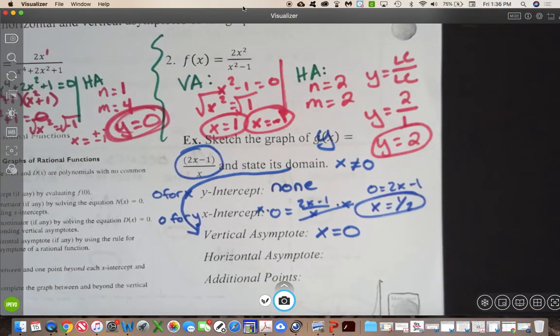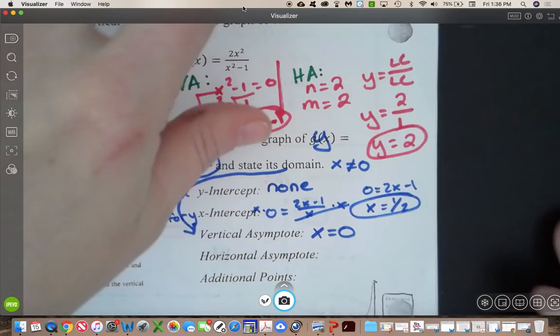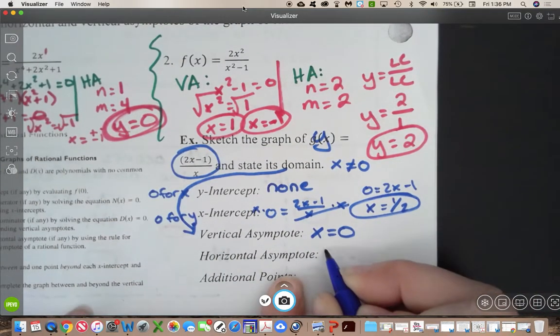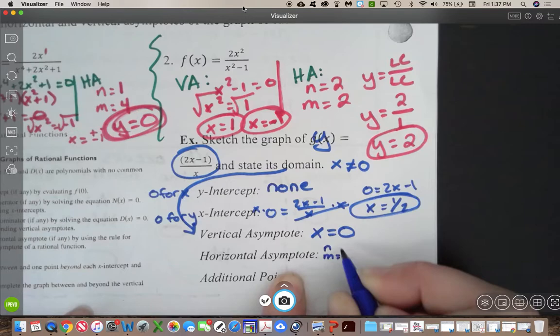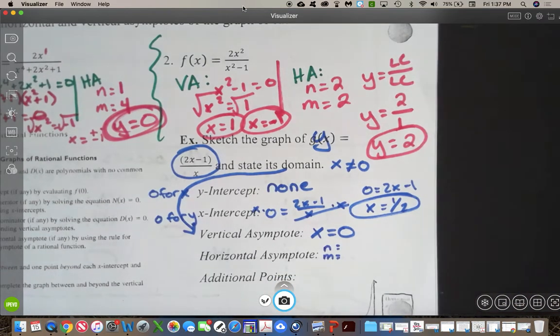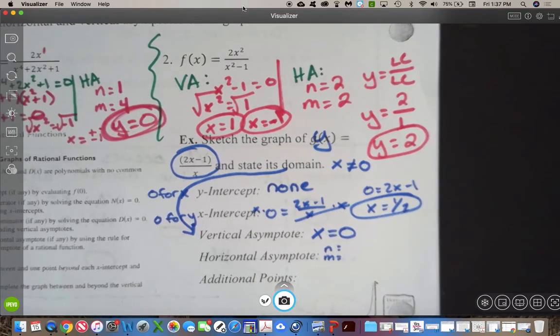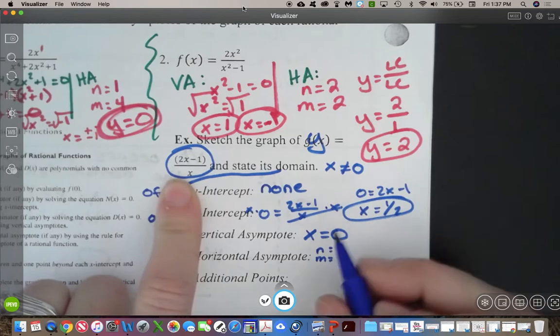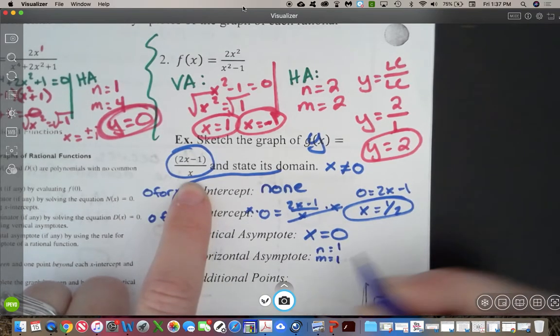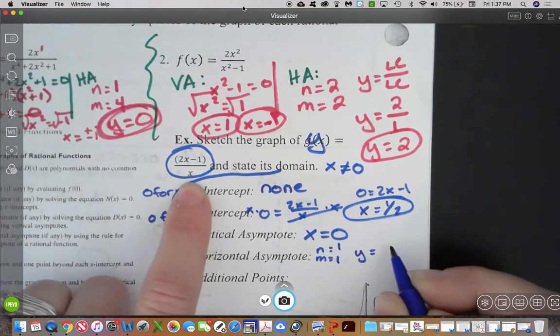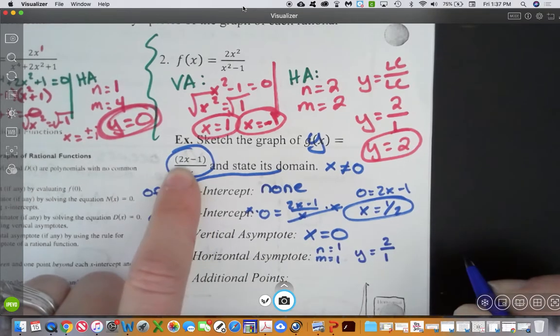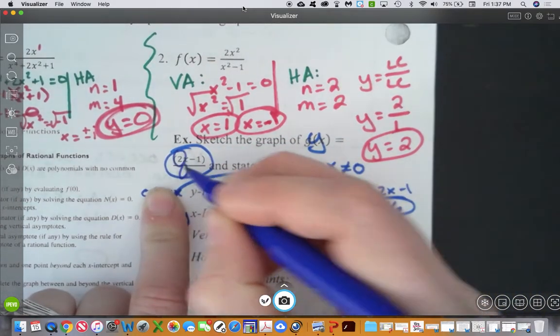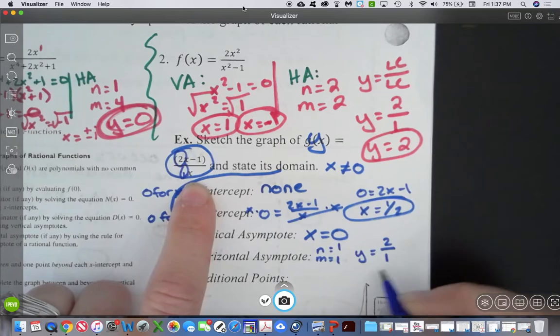A horizontal asymptote. HAs have to do with n and m. Have we talked about n and m yet? Yes, okay. My trig class is doing this exact thing right now, and they didn't talk about n and m yesterday. So, n and m. What is n for this thing? 1. What is m? 1. So what's the rule? LC over LC. 2 is the leading coefficient on the top. 1 is the leading coefficient on the bottom. So y equals 2 is my HA.